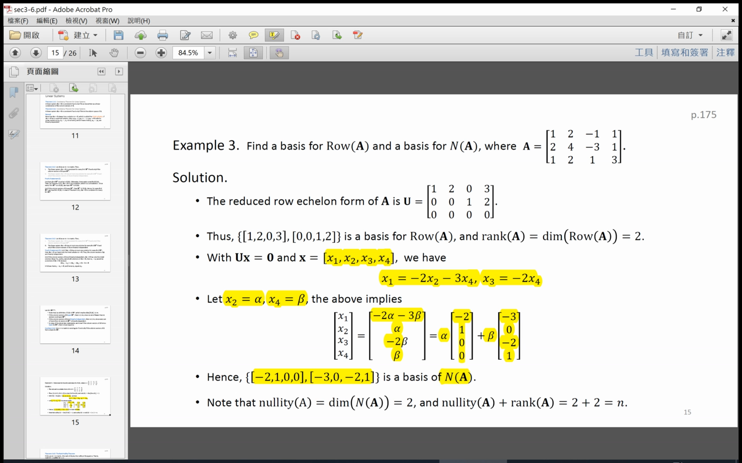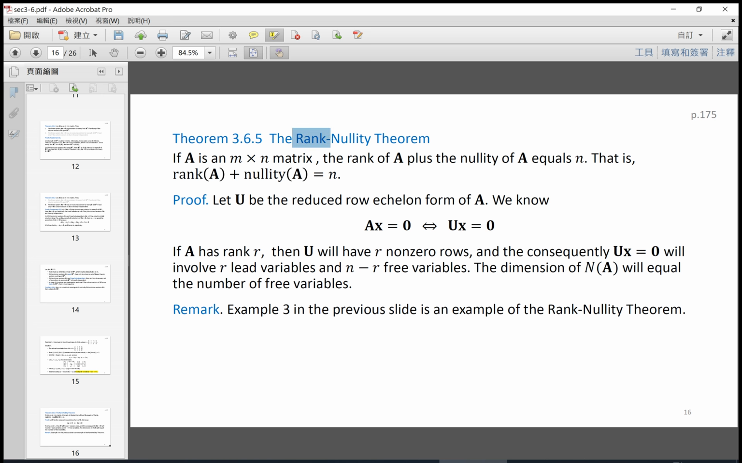The null space has two free variables, and therefore the dimension of the null space is 2. The dimension of the null space is also called the nullity of A. We know that for this example we have nullity A plus rank A equals 4. 4 is the number of columns of A, and this is a very well-known result, which is the rank-nullity theorem. We will prove this theorem in Theorem 3.6.5.